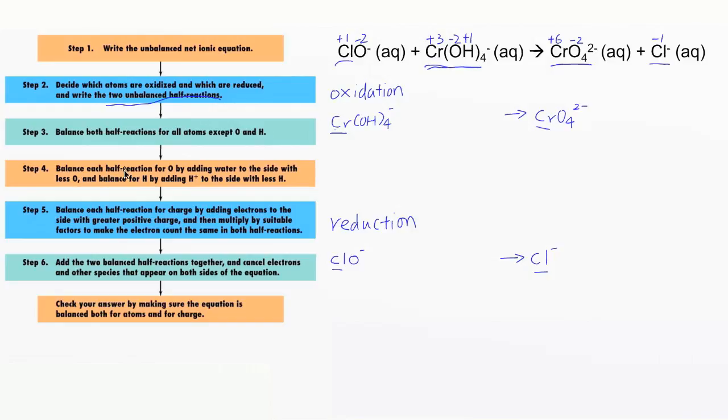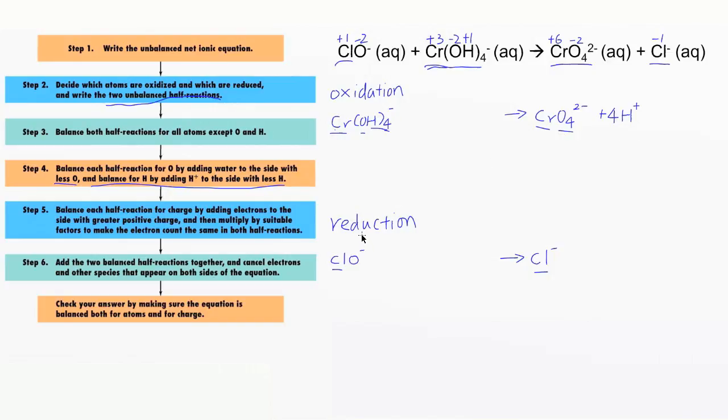Step 4, balance each half reaction for oxygen by adding water to the side with less oxygen, and balance hydrogen by adding protons to the side with less hydrogen. Let's look at the oxidation half reaction first. You have 4 oxygens on the reactant side, and 4 oxygens on the product side. Oxygen is balanced. But you have to balance the hydrogen, because on the reactant side you have 4 hydrogens, and you have 0 hydrogens on the product side. Therefore, you add 4 protons on the product side.